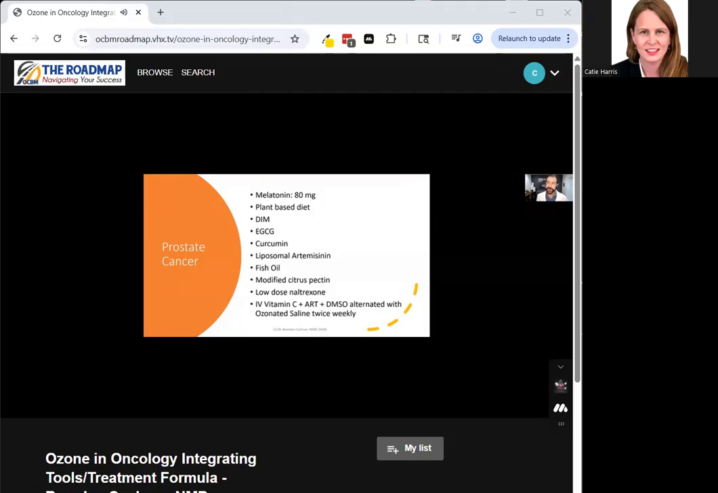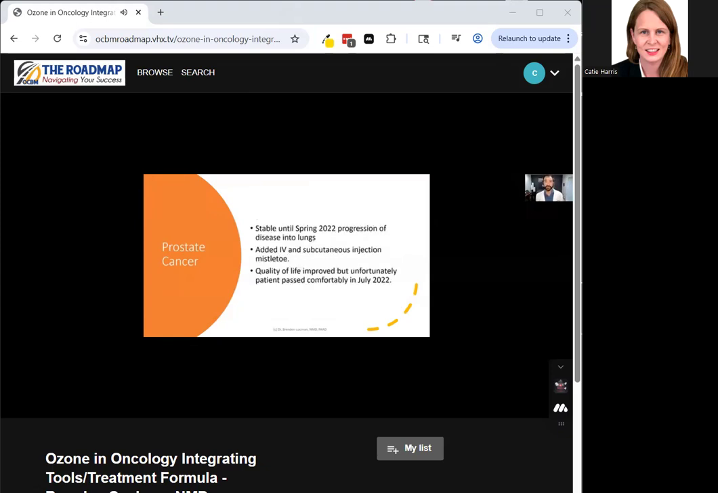The main reason for the DMSO is that DMSO has an extremely beneficial property for both pain and inflammation, but it also is a driver to get things into the bone tissues. So he was stable until 2022. He had some progression then into the lungs. We added mistletoe at the time, both IV and subcutaneous. We had quality of life improved. Unfortunately, this patient passed, but he was very comfortable in his passing in July 2022.